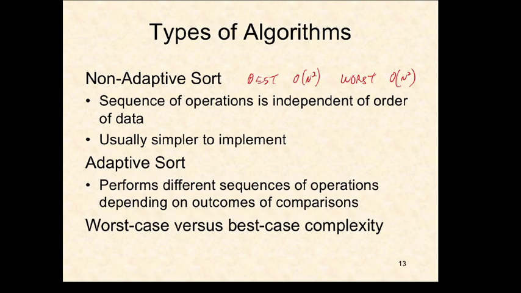But if I see that, say, the best is O of n versus O of n squared, I'd say, ooh, this is a more adaptive sort because the best case is much better, much different than the worst case. So the adaptive sort might do less work depending on the ordering of the data that comes into it. So if we look at worst case versus best case complexity and we see a difference there, we would say it's adaptive.